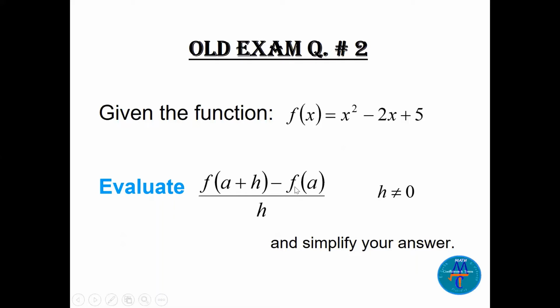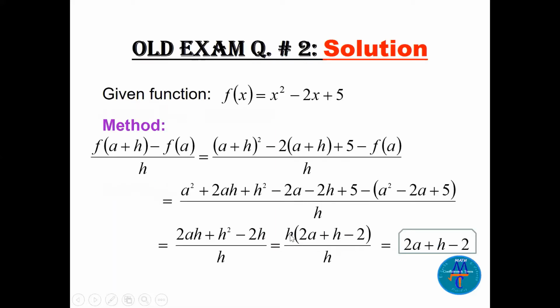Question number 2, we have a function and we need to find the expression f of a plus h minus f of a, divided all by h, h is not equal to 0, and we need to simplify the answer. So it's only replacing a plus h in every x. Here we have x squared and we have 2x, so I put a plus h in this x and in this x. Minus f of a, again I put a squared and here 2a. And then I simplify all this divided by h.